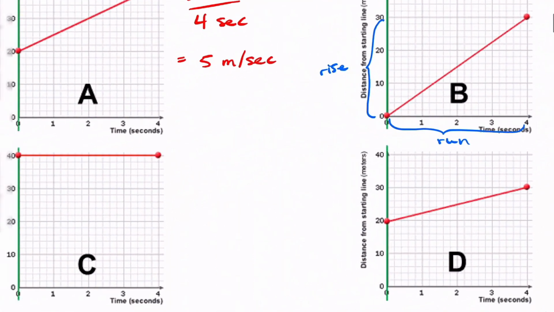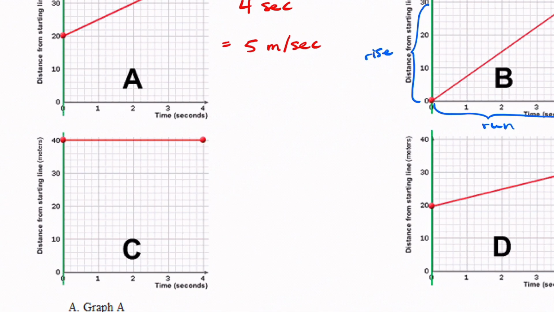I'm going to move over to C, and that one just has a flat line. So we started at the 40 meter mark. We are a distance of 40 meters from the starting line, and we just stayed there the whole time. As time is moving forward, we just stayed at the 40 meter mark. So our change in distance, we actually went 0 meters. We didn't go up or down, and that took us 4 seconds. So if you go 0 divided by 4, that's going to be 0. So we got 0 meters per second. So that one, they're not moving very fast.